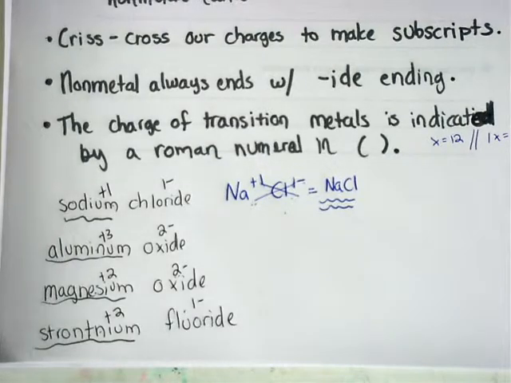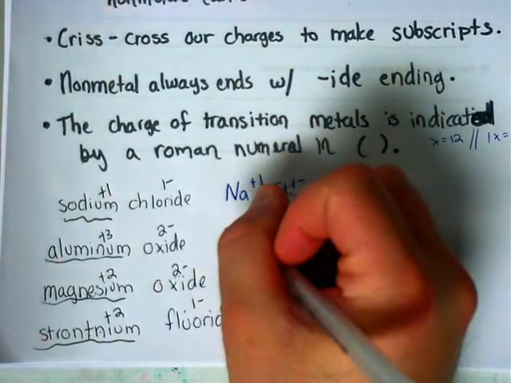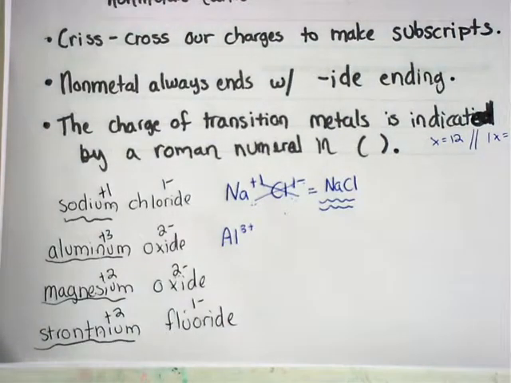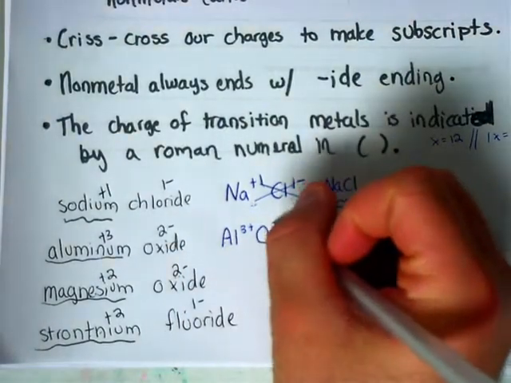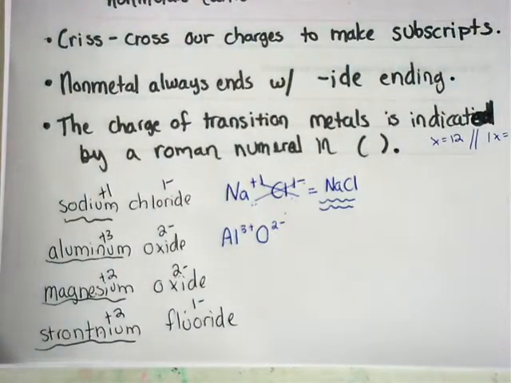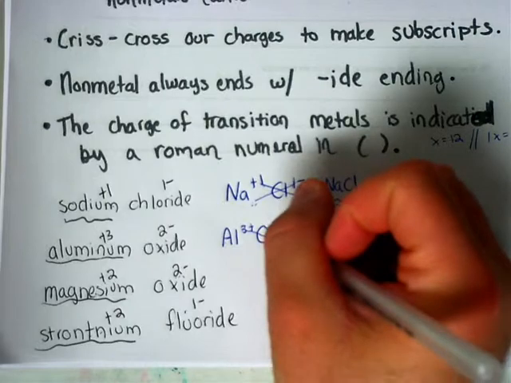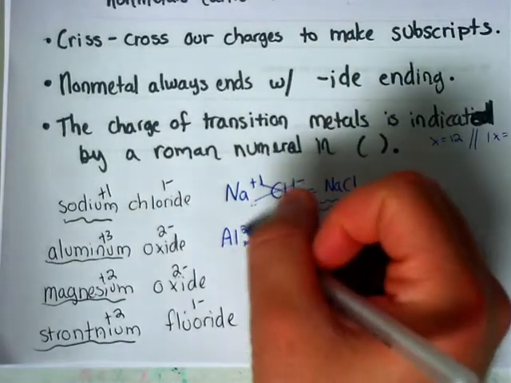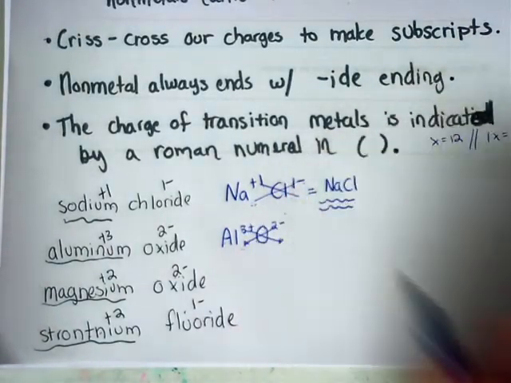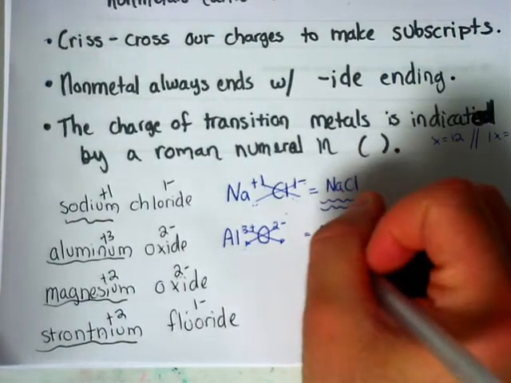How about aluminum oxide? Aluminum is Al, and what's its charge? 3+. And how about oxide? It's O with a 2-. Am I going to bring down my positive and negative signs? No. Just the number. Bring down my 3 to after the O, and my 2 to after the Al. Do you see it's called crisscross? Because you're bringing the numbers down. That's Al2O3.